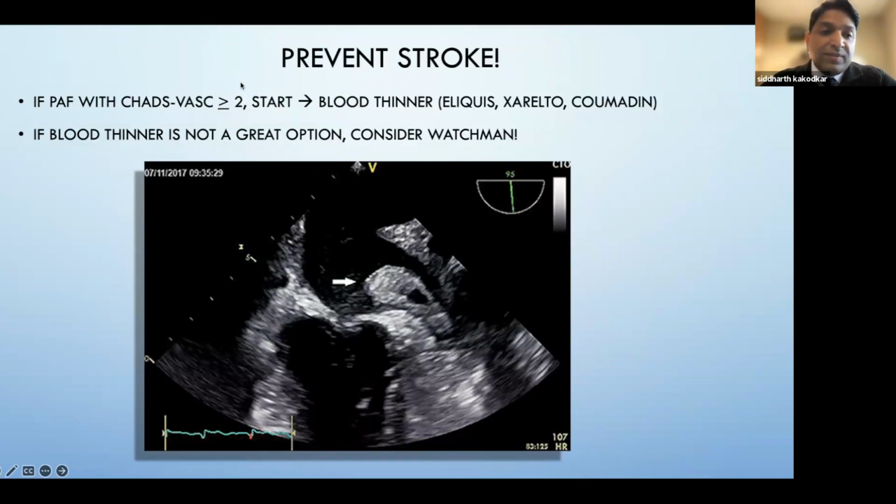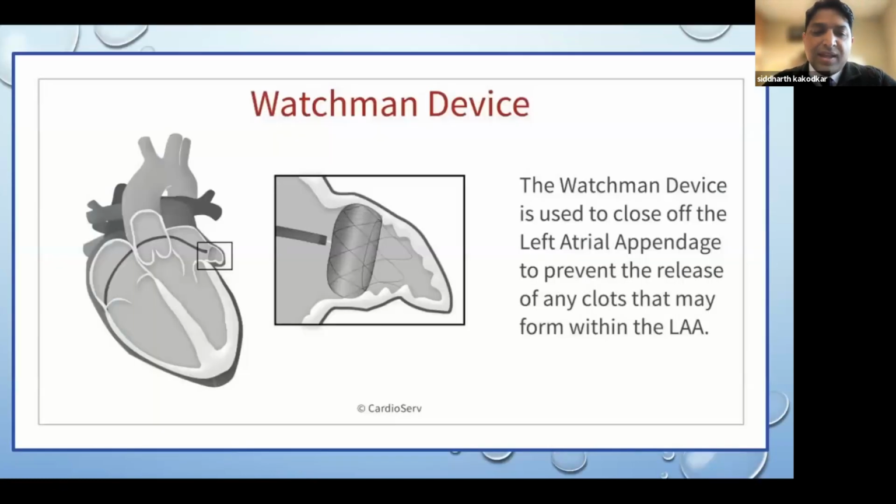Eliquis, Xarelto, or Coumadin. And if you can't be on a blood thinner because of multiple reasons, you should consider what's called Watchman. Now, a Watchman device, this device has actually been in trials for the last 15 years, but it's now readily available in all hospitals to be done. And it's actually a very quick and relatively low risk procedure. It takes about 30 minutes to put one in.